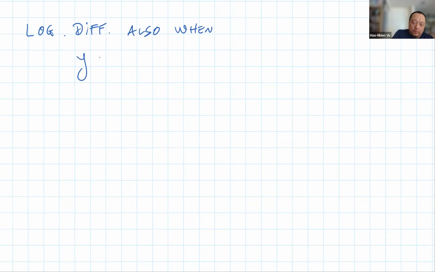Examples 1 and 2 involve using logarithmic differentiation to differentiate a function of x to the power function of x. There's another application of logarithmic differentiation: you can use it to make things easier when the original function has a lot of multiplication and division, and you don't want to use product rule and quotient rule too much. So logarithmic differentiation can also be used when the function y consists of too many multiplication and division.